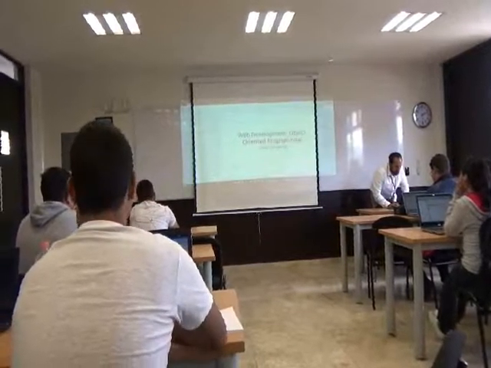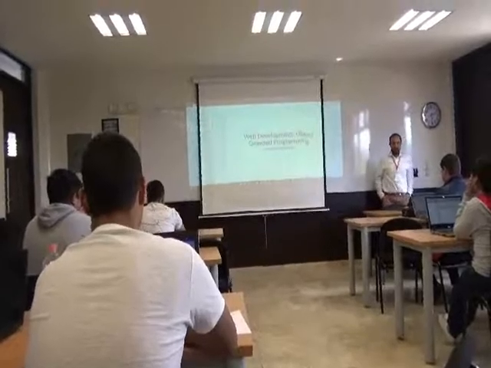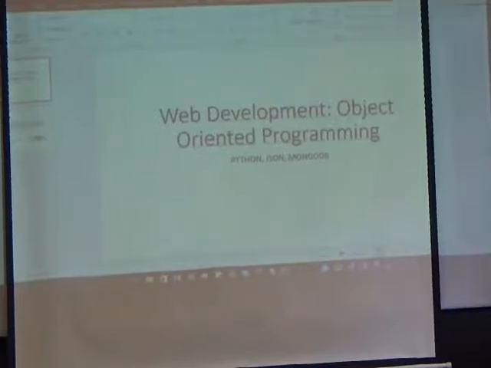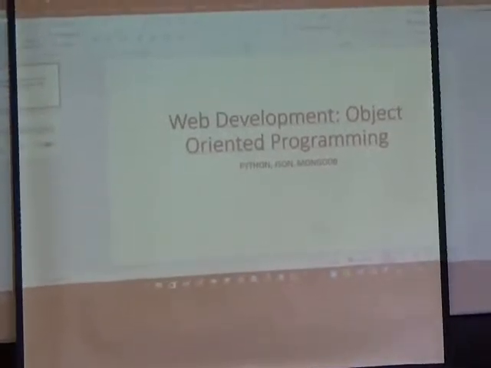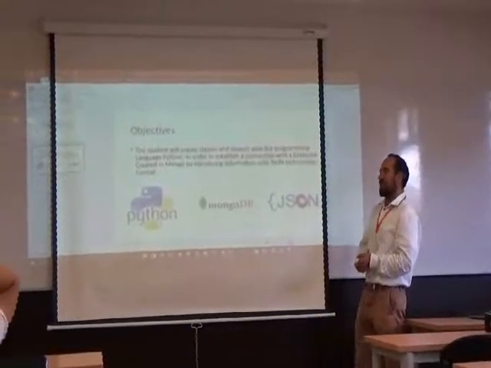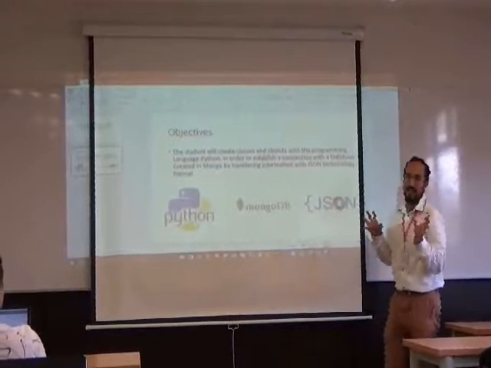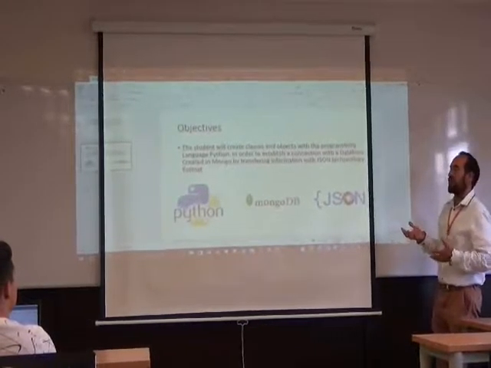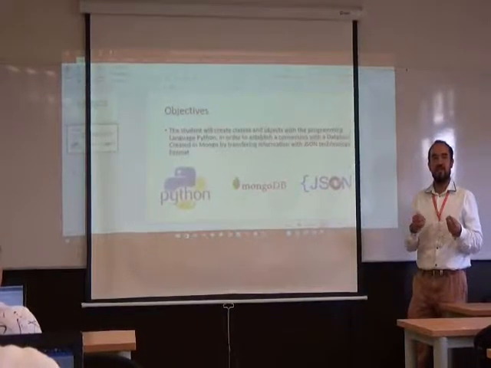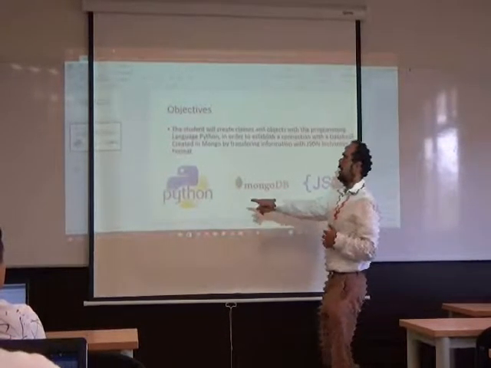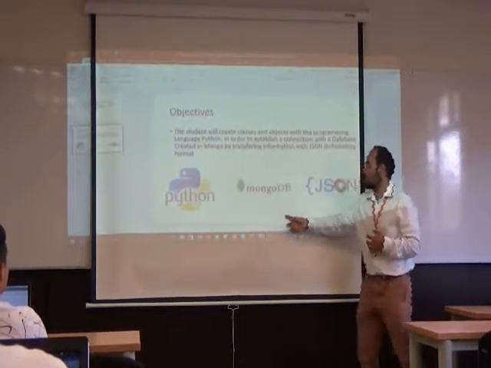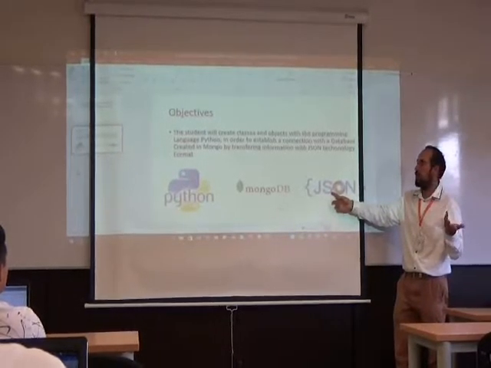So today we're going to learn object-oriented programming. We were doing a little bit about that to create a connection for a database in Python, with Python and MongoDB. Do you remember these three technologies that I was explaining the last class? The objective for today is that you will understand and use object-oriented programming in Python in order to establish a connection with a database in MongoDB, but with the format of maybe JSON, okay?